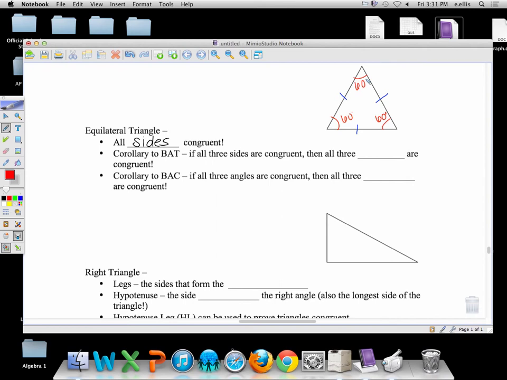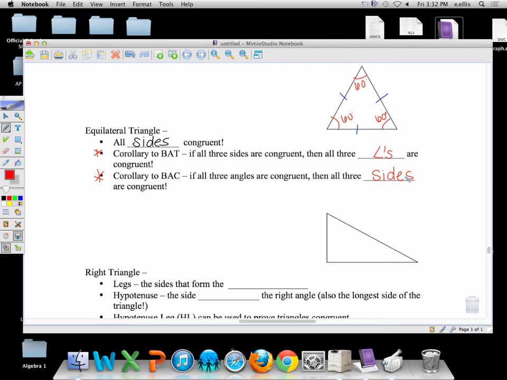Now we also have a corollary to our base angles theorem. In this case, if all three sides are congruent, then all three angles across from them are congruent. And in reverse, the corollary to the base angles converse, BAC, if all three angles are congruent, then all three sides are congruent. So it does go back and forth.